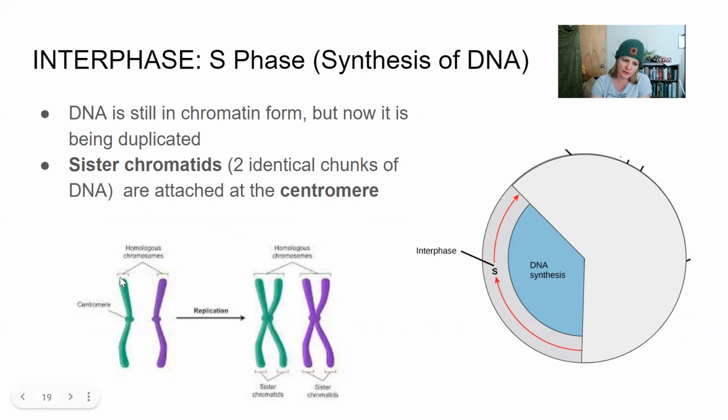So here's a chromosome. Here is the homologous chromosome, maybe one from mom, one from dad. When it duplicates, we have a chromosome made up of one sister chromatid and another sister chromatid, and the homologous chromosome is made up of one sister chromatid and another sister chromatid. Those sister chromatids are attached at the centromere. That's right here.